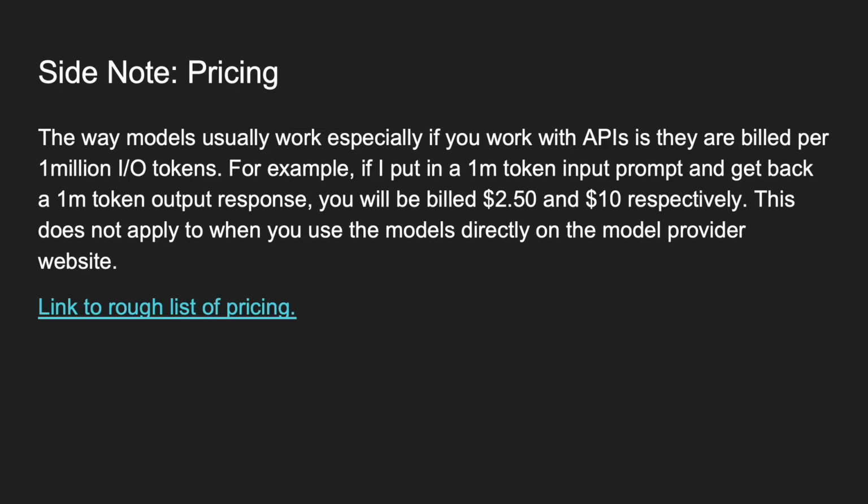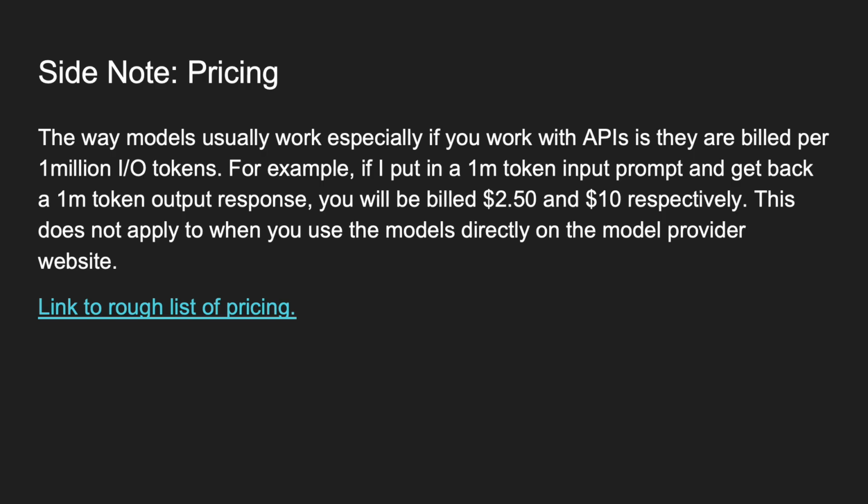So just a quick aside on pricing. The way these models usually work is if you are, for example, working with an API, they're billed by a million input and output tokens. For example, if I put in a million input prompt tokens in your prompt, and you get back a million token output response, you'll be billed $2.50 and $10 respectively for, let's say, a specific model.